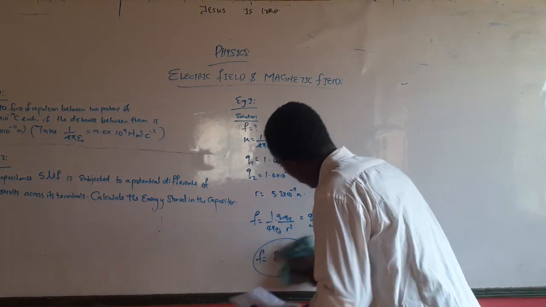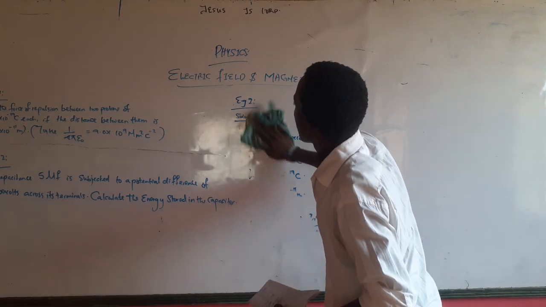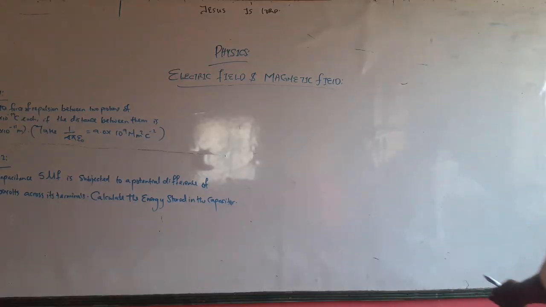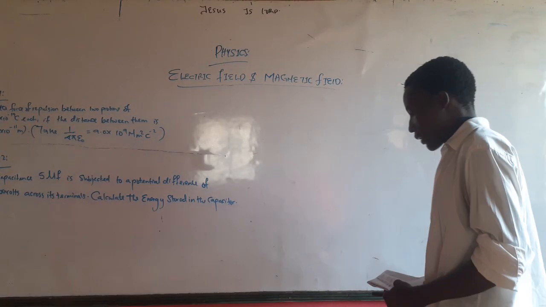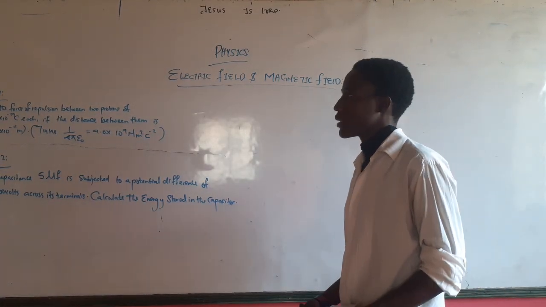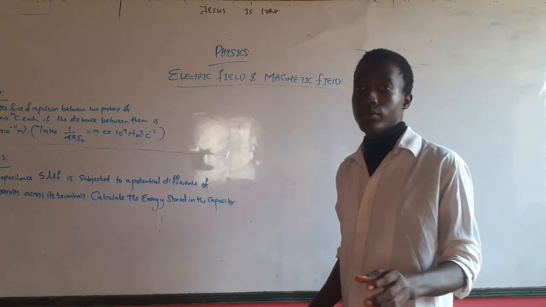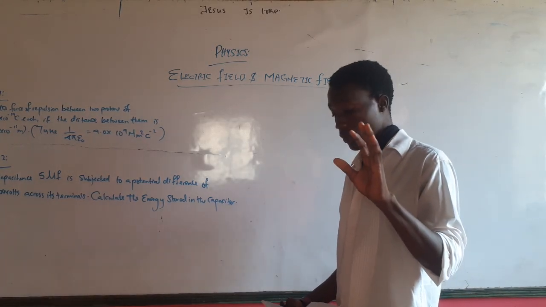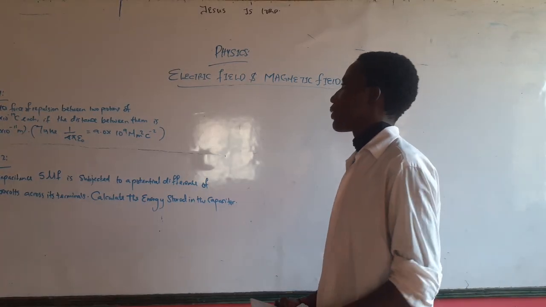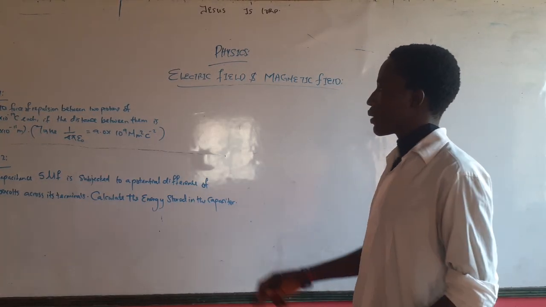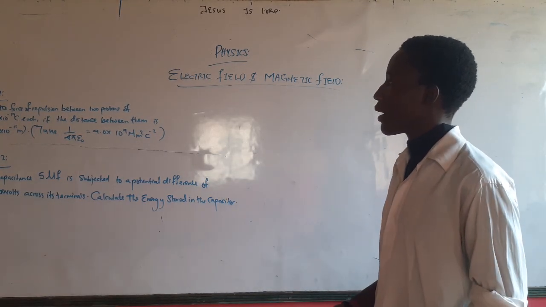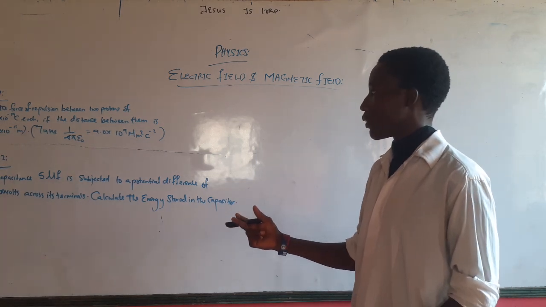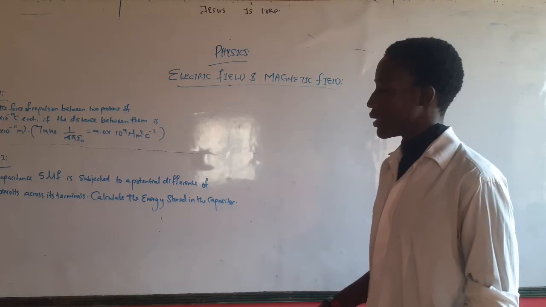Solving the second question. In this aspect, there's something we call charge, capacitance, and electric potential. Say a capacitance of 5 microfarad is subjected to a potential difference of 1000 volts across its terminals. Calculate the energy stored in the capacitor.